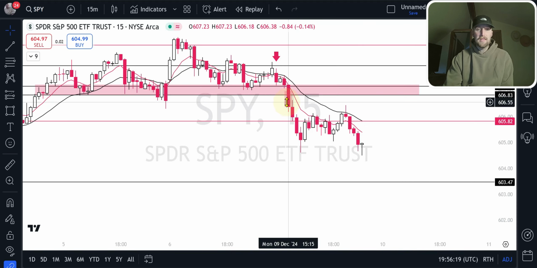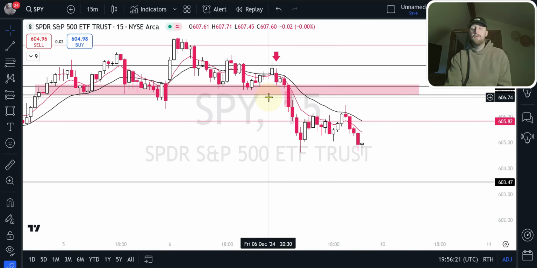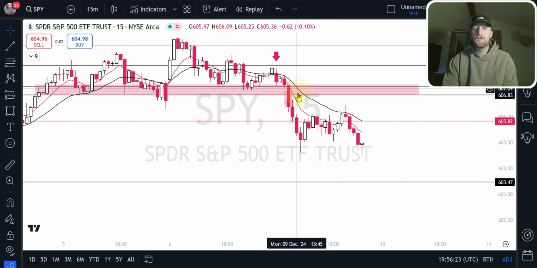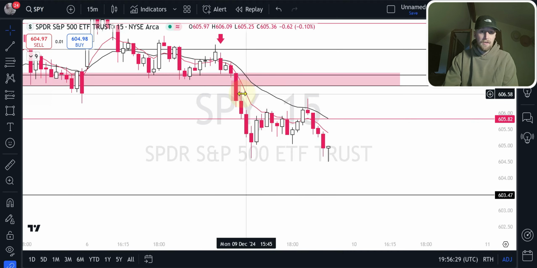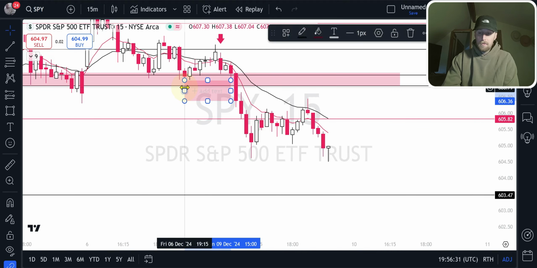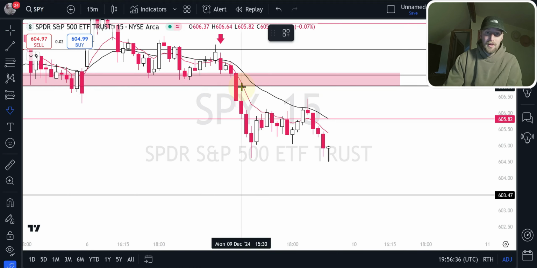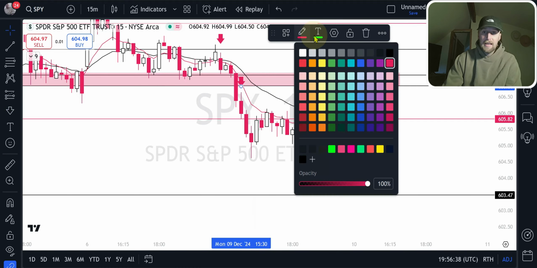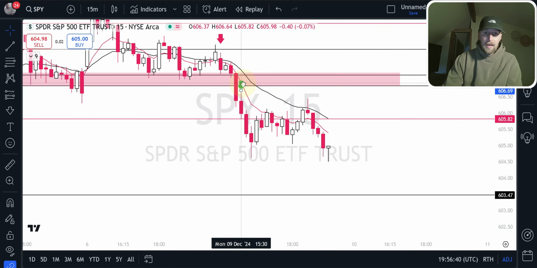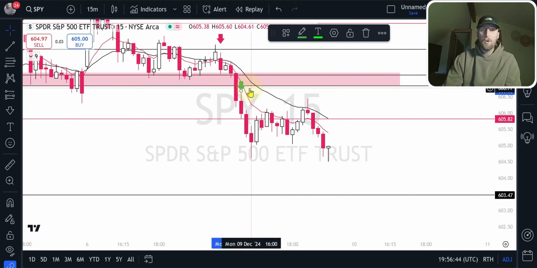SPY broke through this morning. The body of the candle broke through. This would be a good time to enter a short position, on the top of this wick right here. So we can't hit every play, but this would have been a good entry when we came back and tested this support.